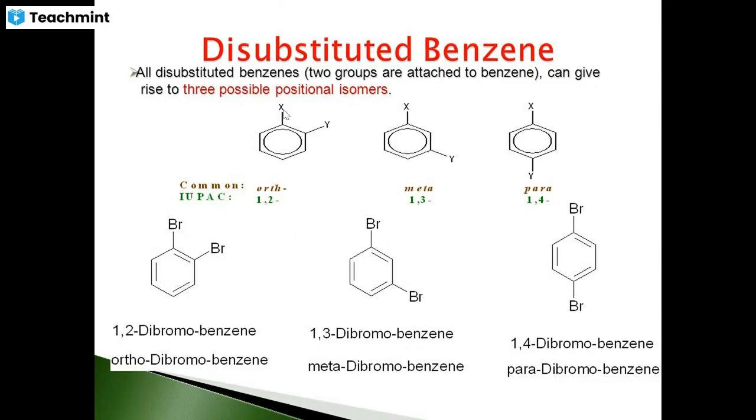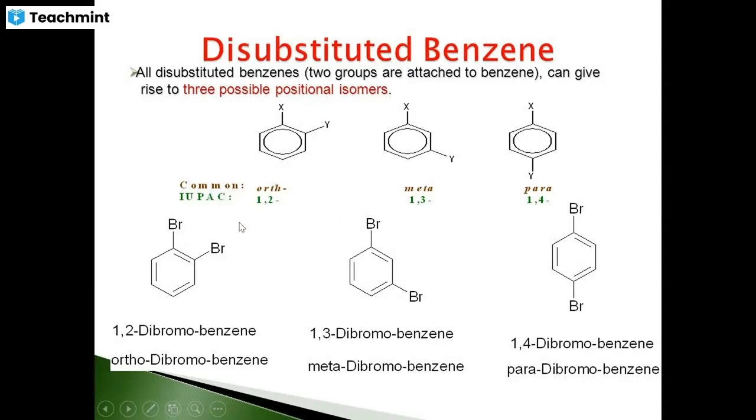So the 1,2 position is the ortho position for the substituents, the 1,3 position is the meta position, and the 1,4 position is the para position for the substituents on the benzene ring.